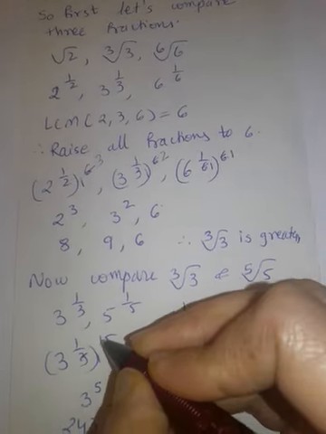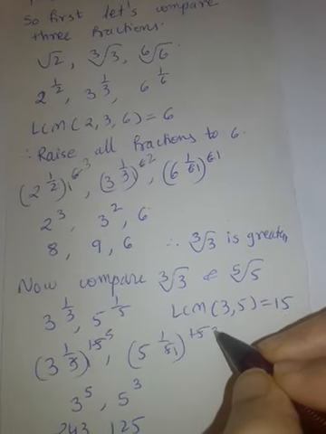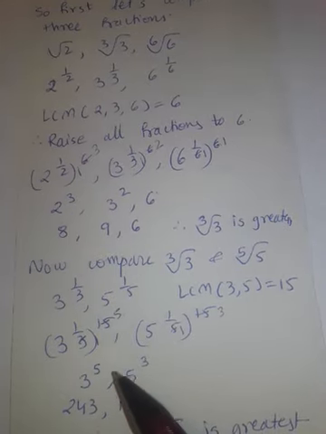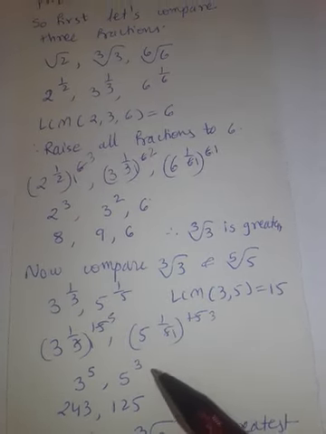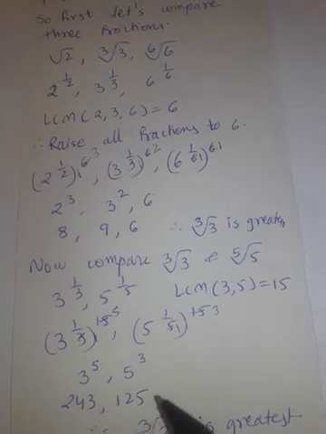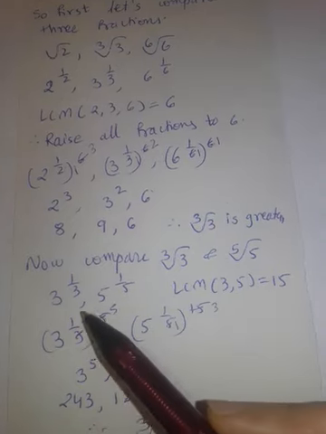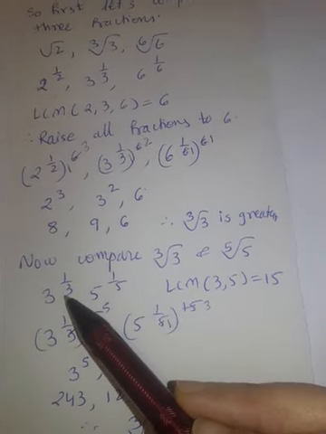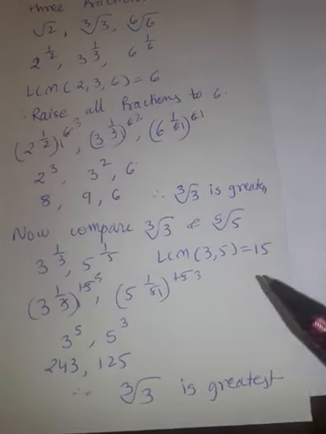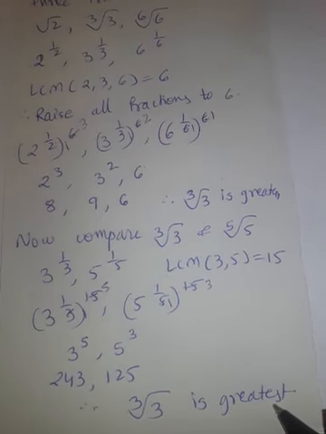3 ones are 3, 5 ones are 5. So 3 raised to 5 and 5 raised to 3. 3 raised to 5 is 243, 5 raised to 3 is 125. Which one among these two is greatest? This is greatest. This pertains to the third root of 3. So that means among these four, the third root of 3 is the greatest.